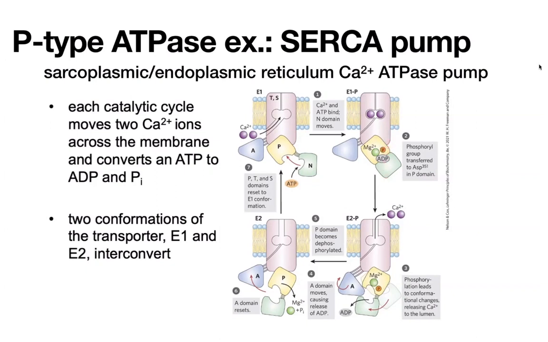So you get conformational changes that release the calcium on the other side. So it opens the other gate. So you basically enter, close the one gate, then you use ATP to phosphorylate the domain, then you open the other gate, and now you just have to reset things. So it releases the ADP, dephosphorylates itself, and resets so that you can do this again and again.